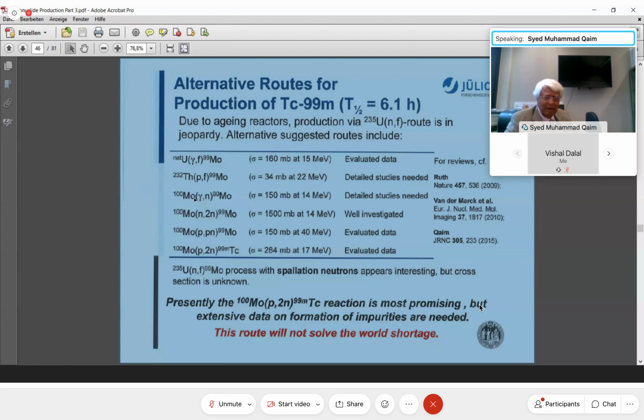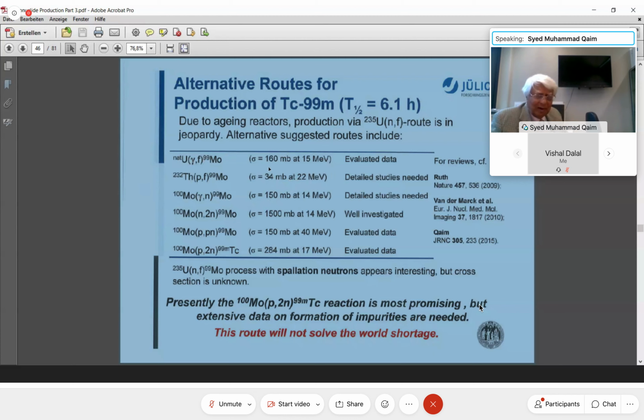One thought of molybdenum-100 gamma N, again with photons. You see here, uranium was gamma F, and this is now gamma N. If you make molybdenum-99, it is a bit higher cross section, 150 millibarns. It can be used for production, but further studies are needed.